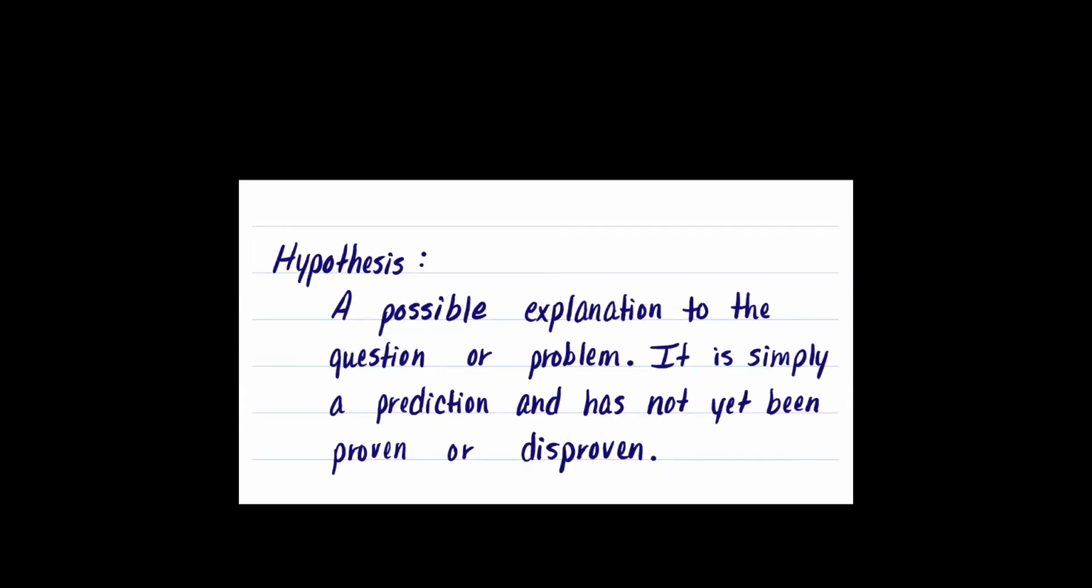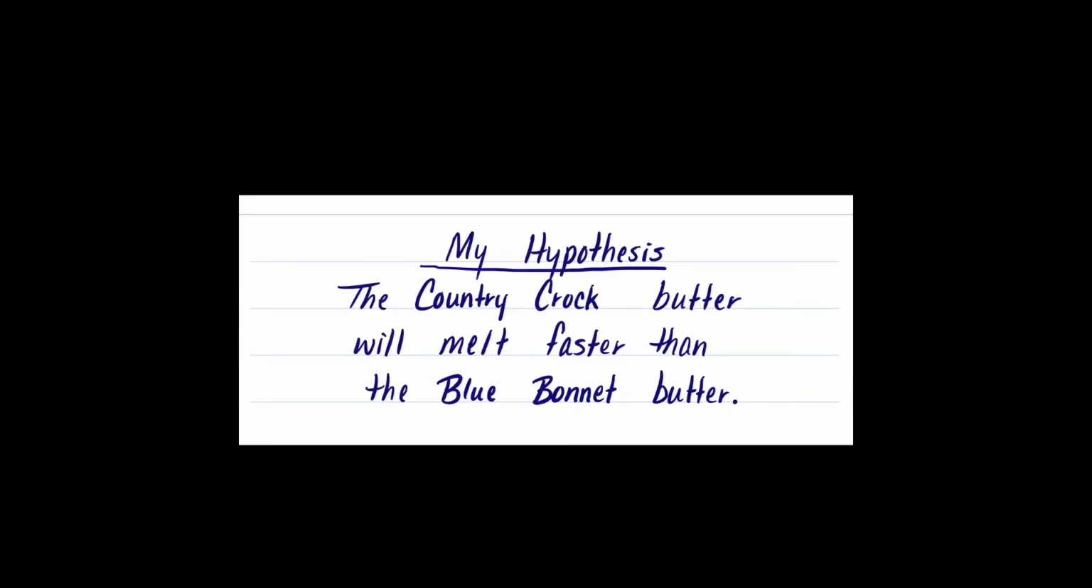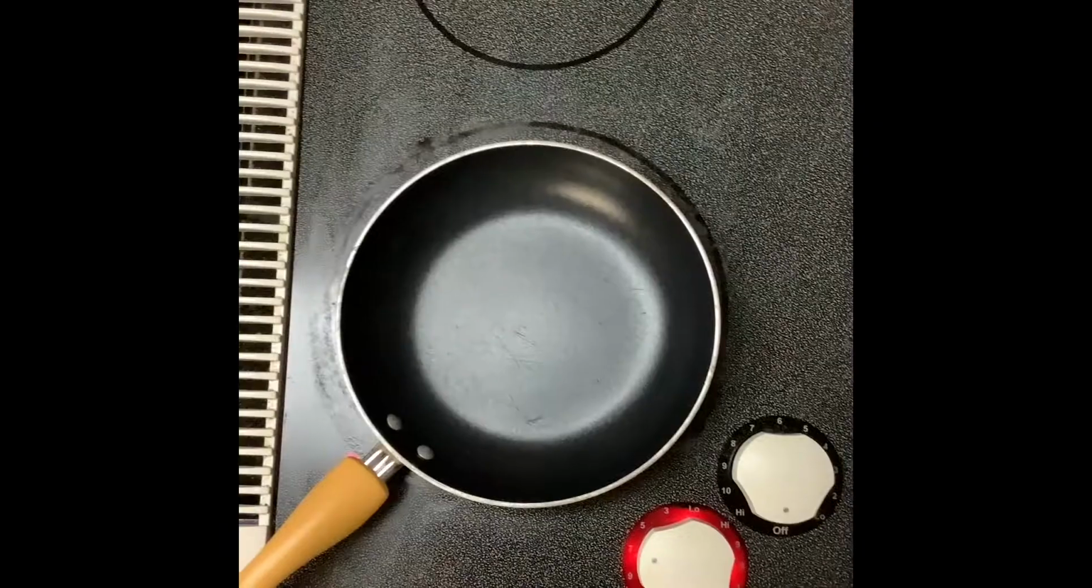So now we are on step 2 of the scientific method. Our first step was to ask a question. Now we need to form a hypothesis. A hypothesis is a possible explanation to the question or problem. It is simply a prediction and has not yet been proven or disproven. My hypothesis for this experiment is the Country Crock butter will melt faster than the Blue Bonnet butter.